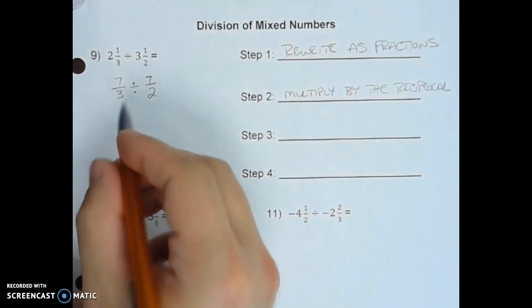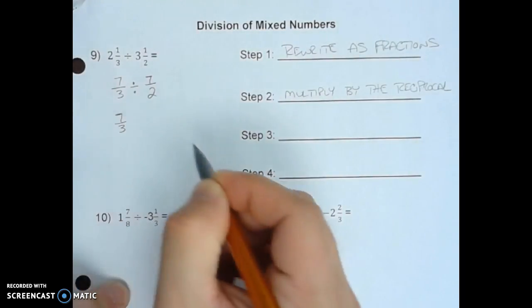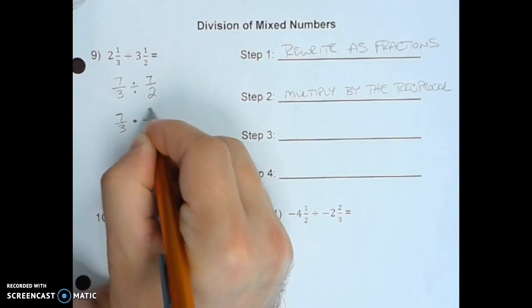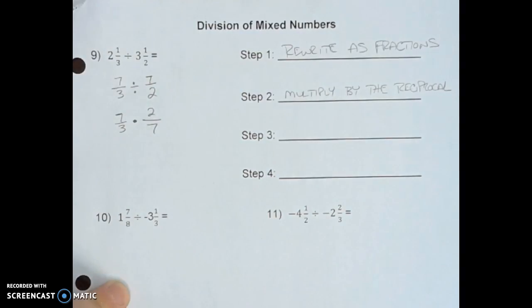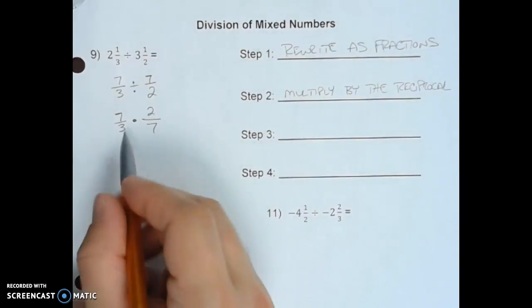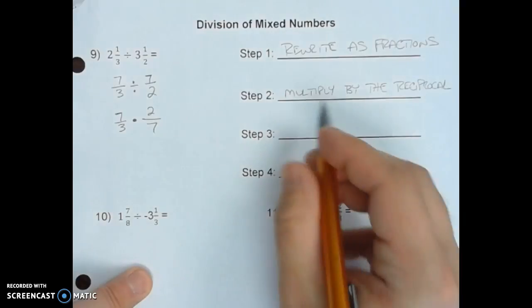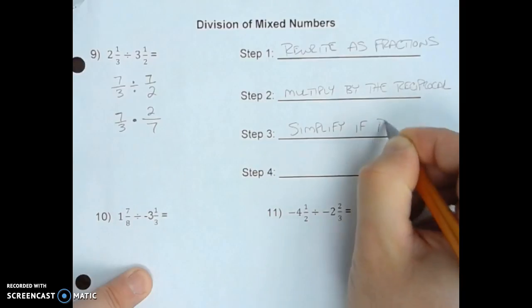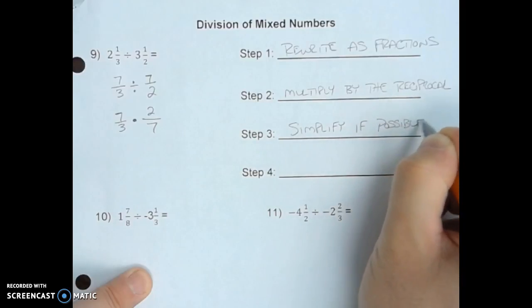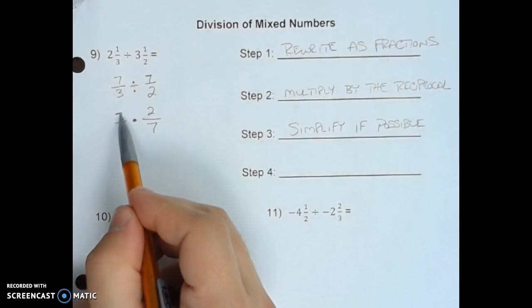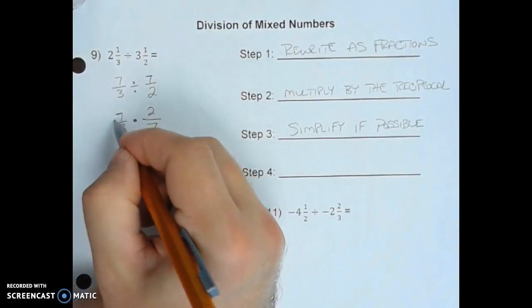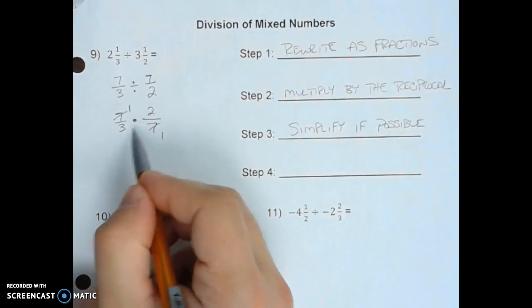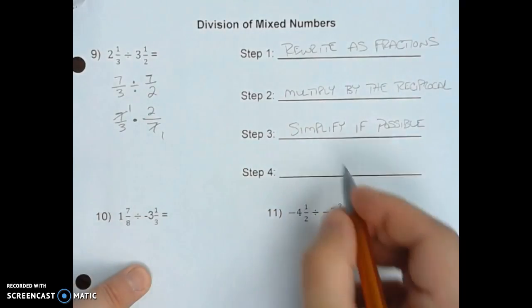Okay, and so I'm going to take my 7/3. That's going to stay as 7/3. But instead of dividing by 7/2, I'm going to multiply by the reciprocal, which ends up being 2 7ths in this case. Now it's a multiplication problem, but before I multiply, step 3, I'm going to simplify if possible. Simplify if possible. And looking at these fractions, I see that I can simplify. This numerator 7, this denominator 7, they have a common factor of 7. 7 goes into 7 once. The 2 and the 3 don't have any common factor besides 1.